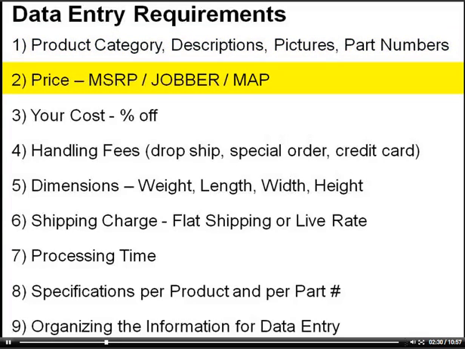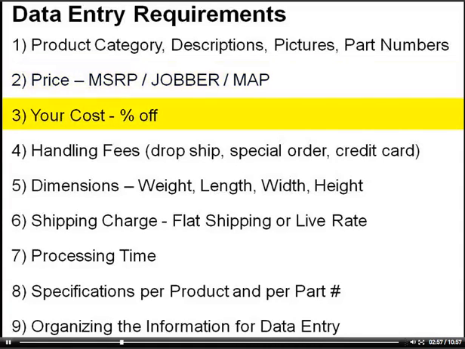For the second part, you need the prices. So you need the manufacturer's suggested retail price, you need the jobber price that the manufacturer provides you, and the map, if one exists, which is minimum advertising price. If there is no map, you usually put a web price, which is above or at jobber. What that means is the web price is what your customer will see on your website. You may want to make it more than jobber price so you can make more money.